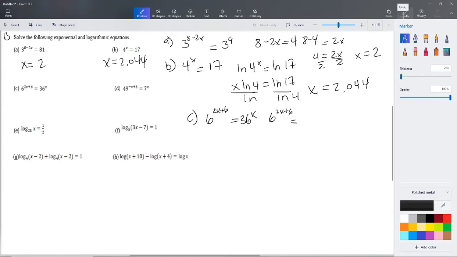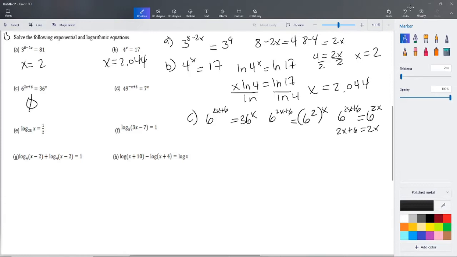The right side, though, 36 is 6 squared, and that's being taken to the x power, which really means that it's 6 to the 2x here. So 6 to the 2x plus 6 equals 6 to the 2x power. Now we can stop here because if we lost the 6's, we'd have 2x plus 6 equals 2x, which means the x's are going to cancel, which means this doesn't have a solution. So you can say no solution. You can say the null set, right? It doesn't have a solution.